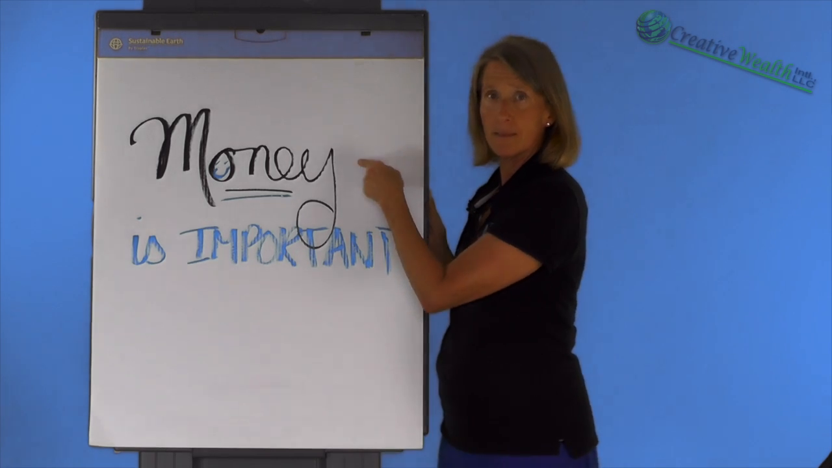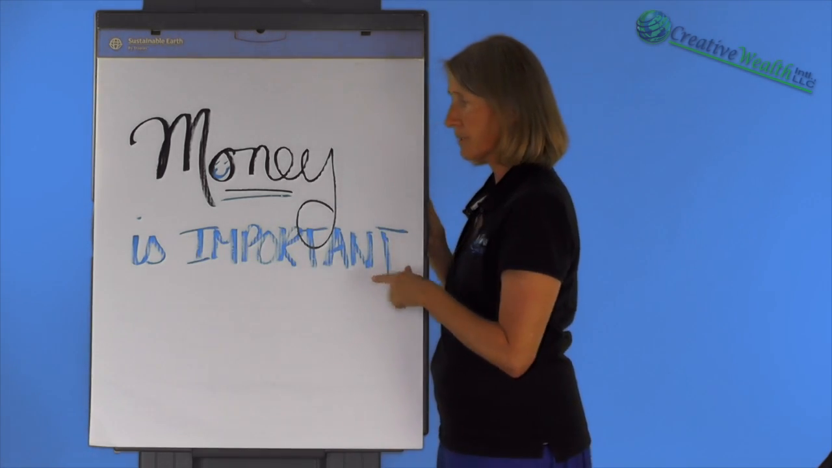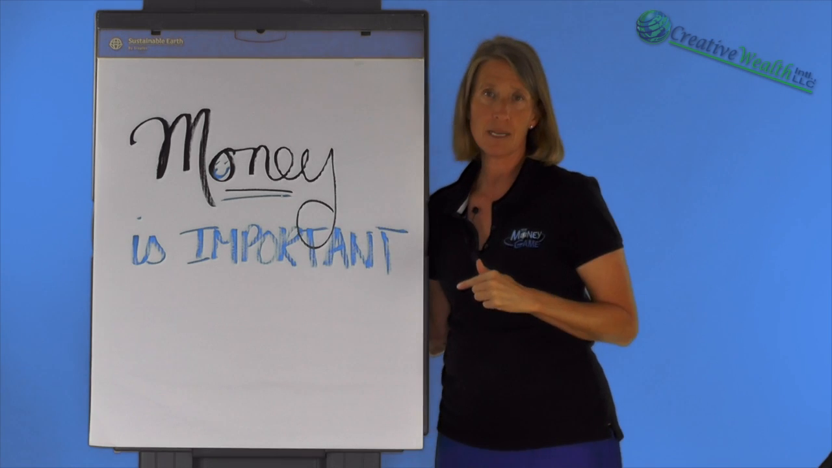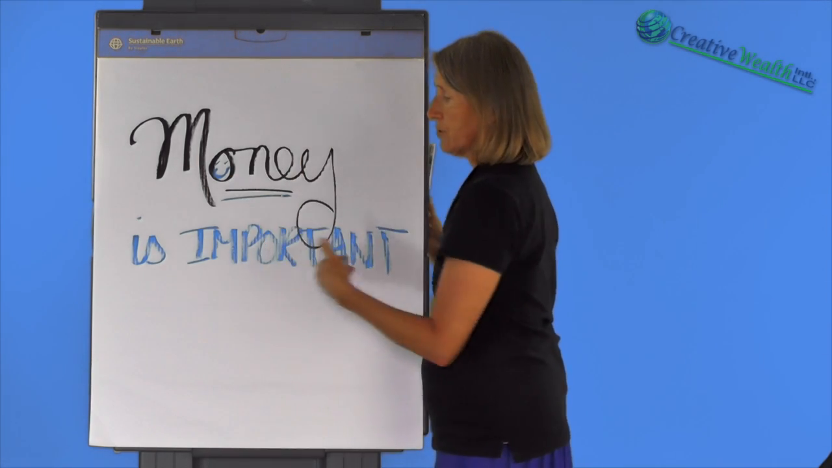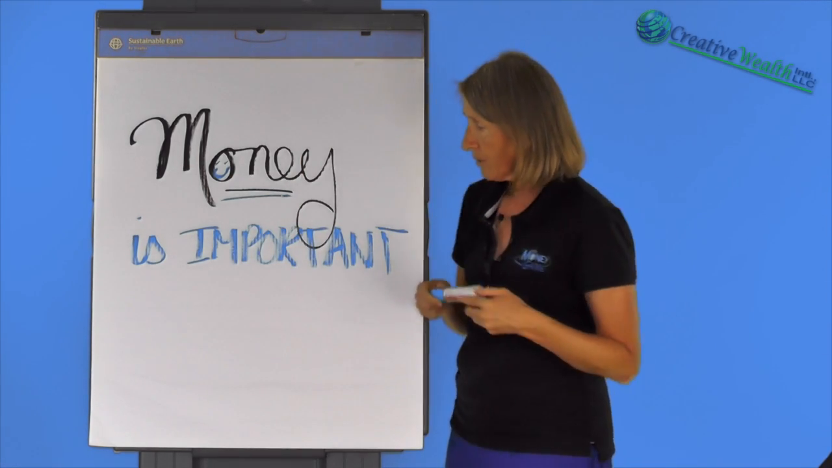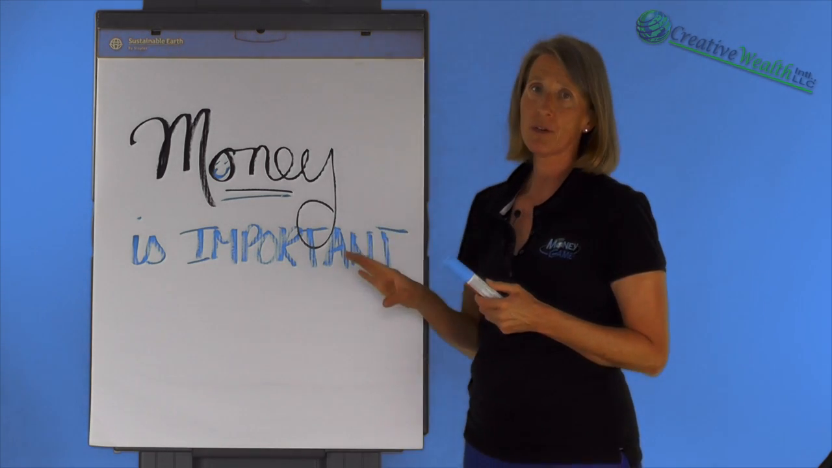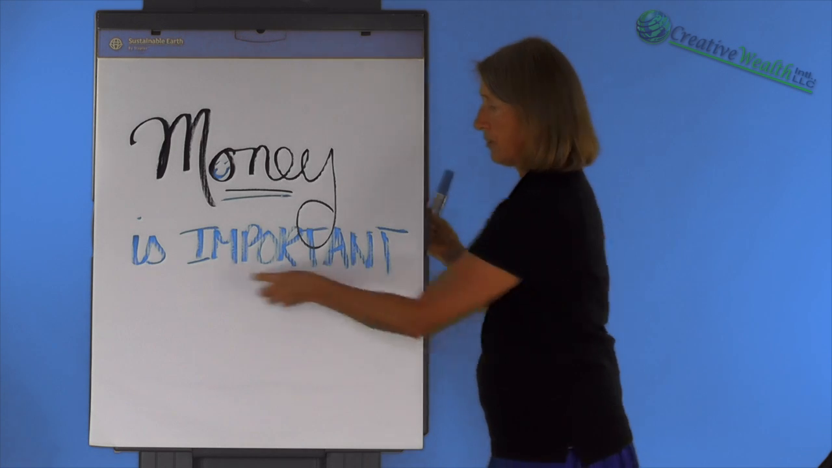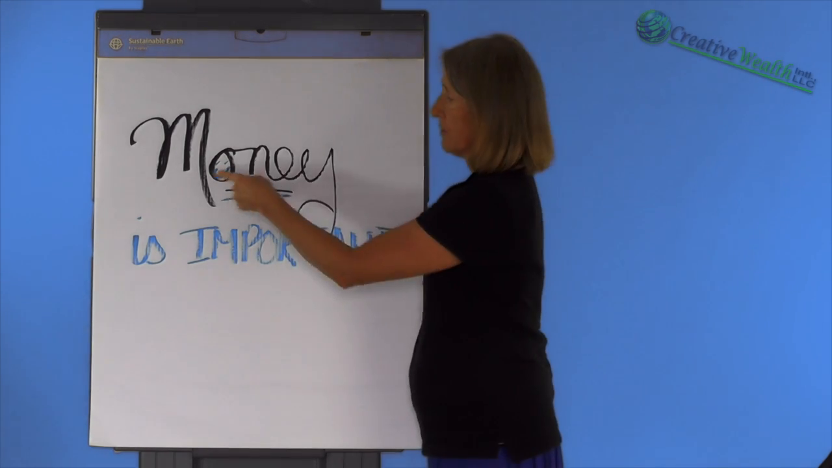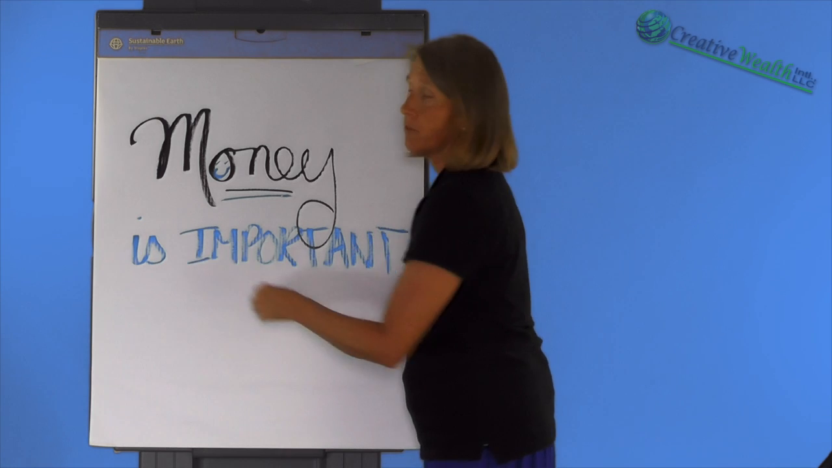Now read it with me. Money is important. Again, I stood in front, I stepped to the side and stayed with my content. I used two different colors. Now I want to also point out something. On this flip chart particularly, I did not use all capital letters. You notice that I wrote this out and I wrote this.